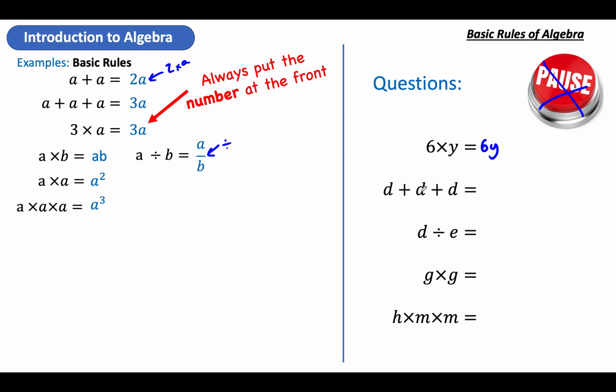I've got d plus another d. Well, there are 3 of them, and they're just added together. So I've got 3 lots of d. So that is 3d. 3 lots of d.